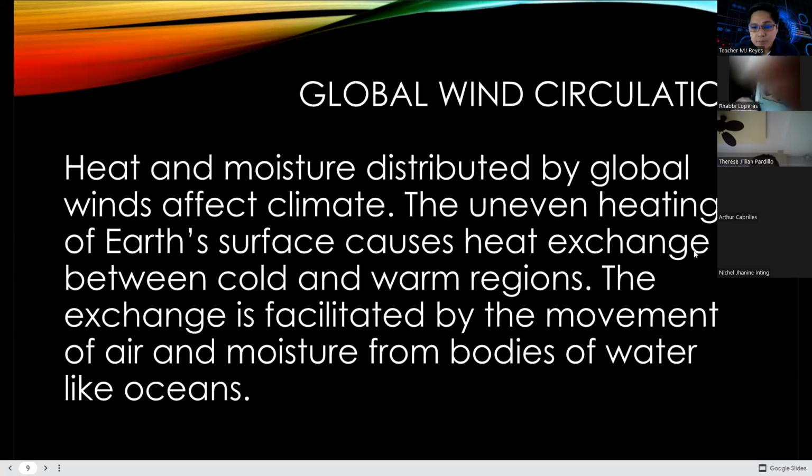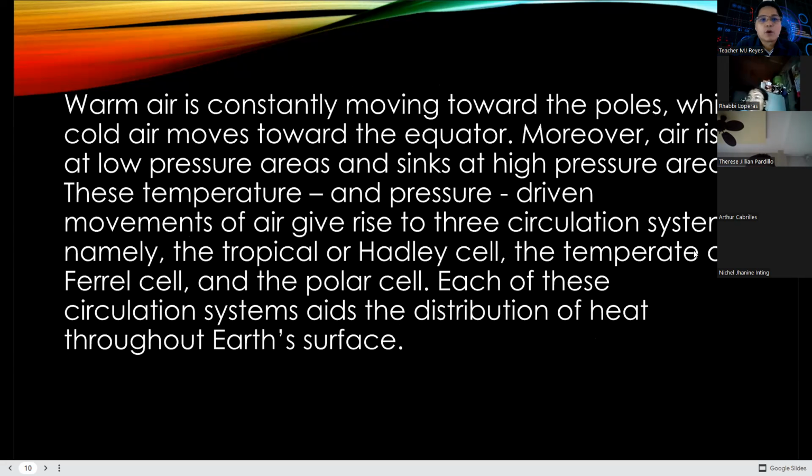When there is evaporation, there is also condensation, and because of the wind circulation, this is distributed in all parts of the Earth. Warm air is constantly moving towards the poles, while cold air moves towards the equator. Moreover, air rises at low pressure areas and sinks at high pressure areas.